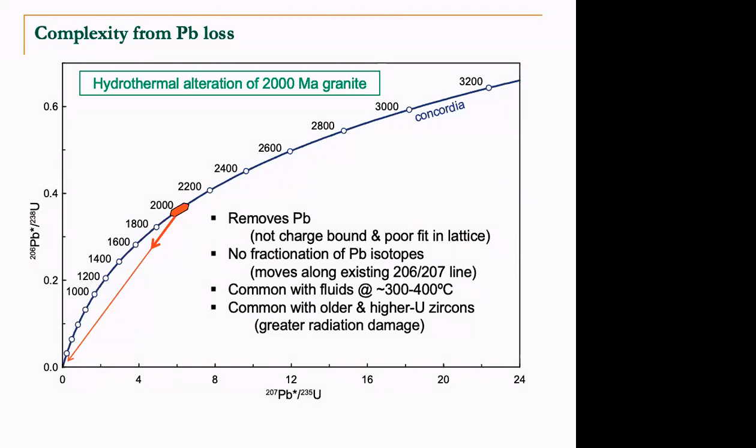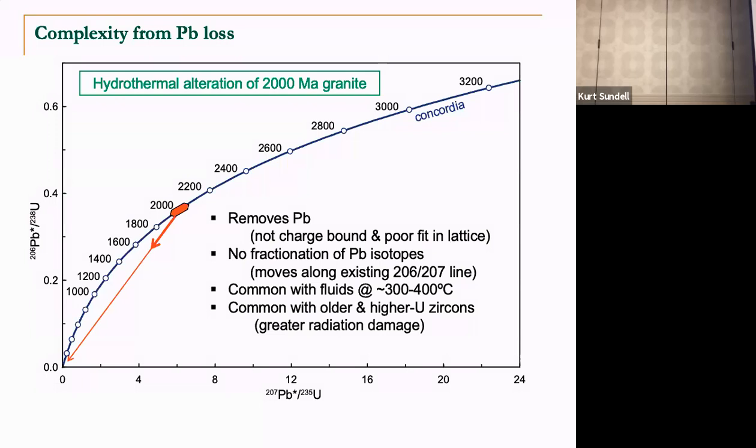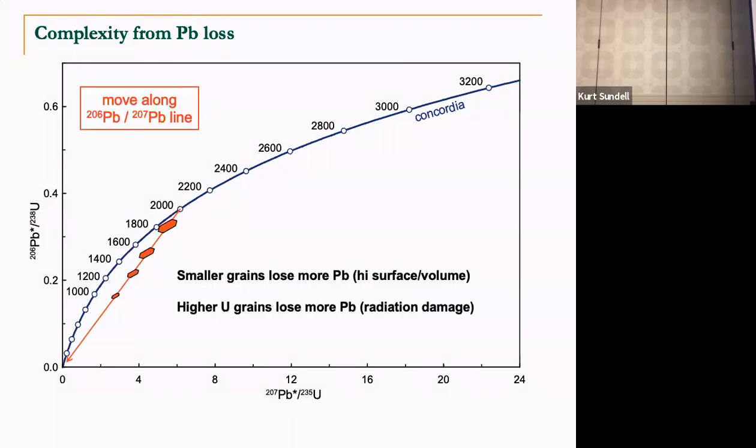Okay, so we're going to go ahead and start pulling ourselves off of Concordia and down this line towards the origin. It turns out the amount that you get pulled off depends on grain size. So if you have smaller grains, they're going to get pulled more off of Concordia, right? You have a higher surface to volume ratio. You're going to be able to flush more lead out. It also depends on the uranium concentration of those grains. So if you have higher uranium concentrations, you're actually going to lose a lot more lead because you probably have promoted metamictization in the grain. You guys know that word?